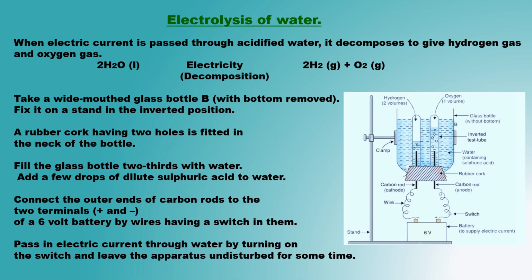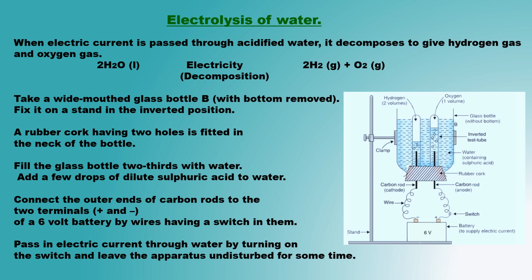Electrolysis of water. When electric current is passed through acidified water, it decomposes to give hydrogen gas and oxygen gas. In this decomposition reaction, a single compound, water, splits up to form two simpler substances, hydrogen and oxygen. This decomposition reaction takes place by the action of electricity. It is called electrolysis of water.